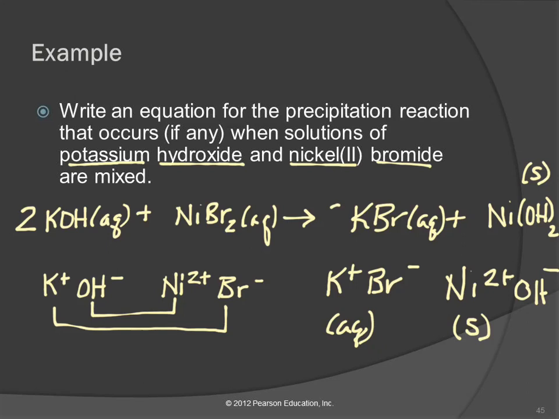So I want to put a 2 in front of KBr. Now I've got 2 potassiums on each side. There's 1 nickel there, and 1 nickel on this side. So that's balanced. Here I've got 2 bromines, and here I've got 2 bromines. And so now I have my balanced chemical equation. Any questions?